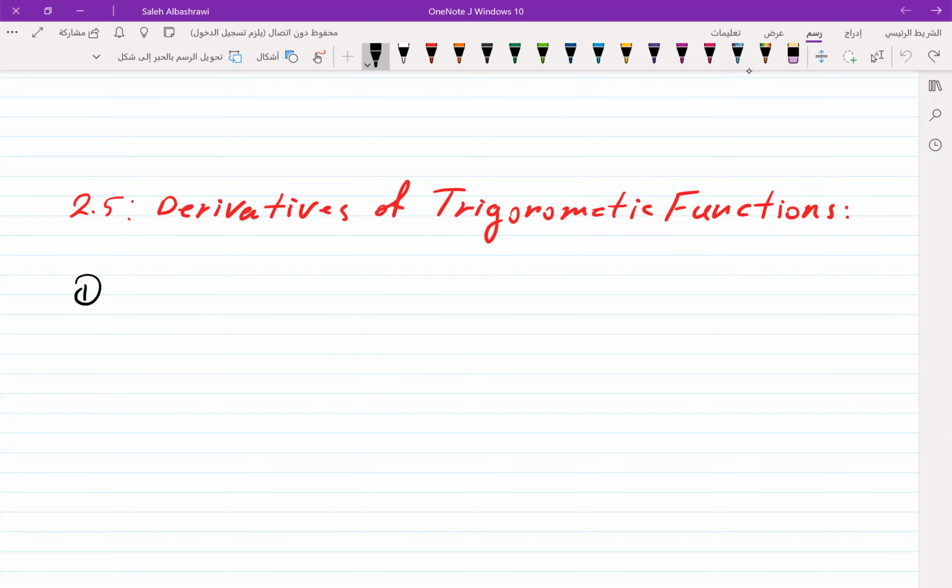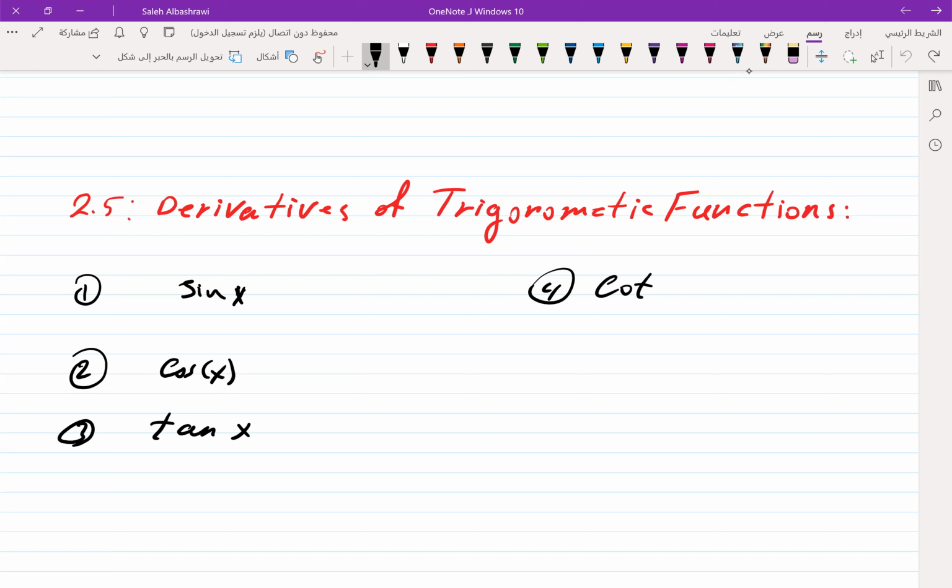Number one, we have sine x. Number two, cosine x. Number three, tangent. Number four, we have cotangent. Number five, secant. And number six is the cosecant.